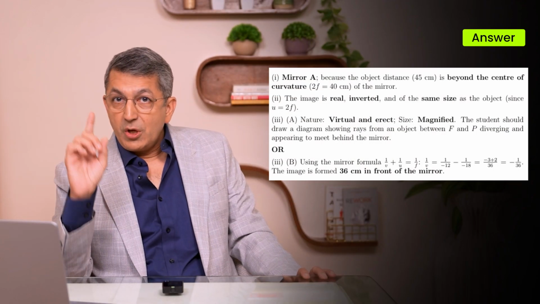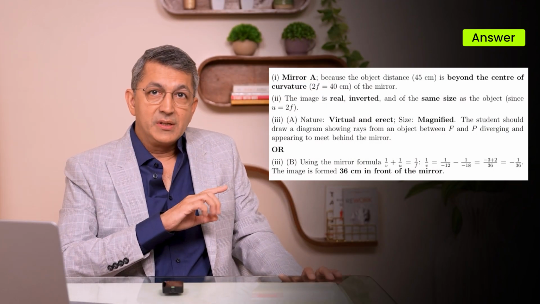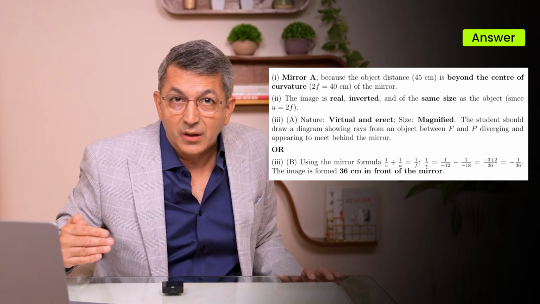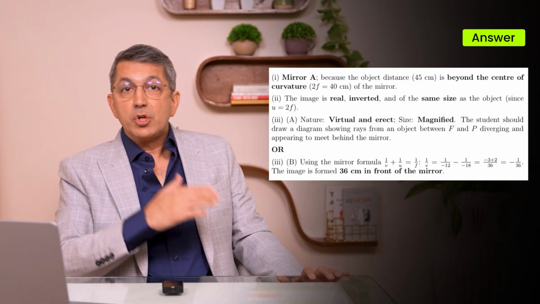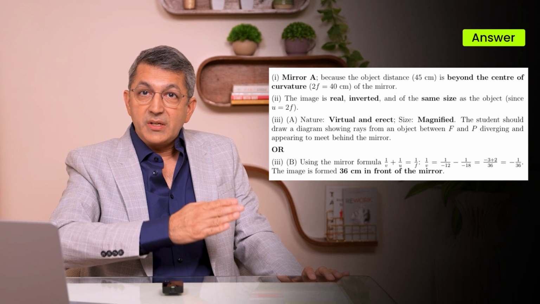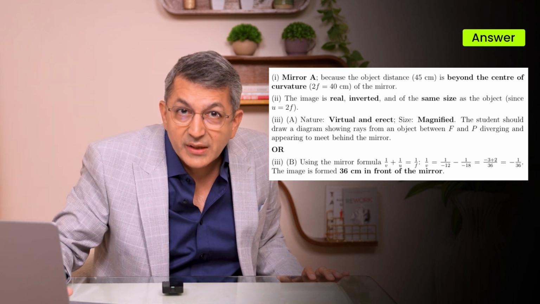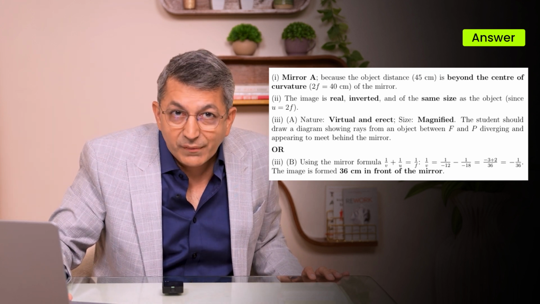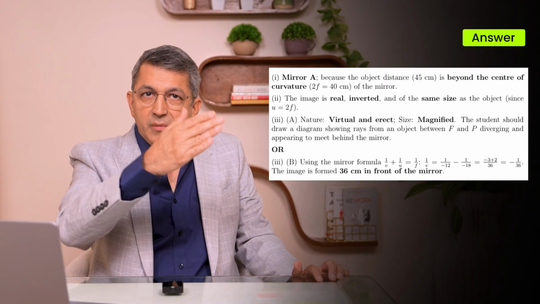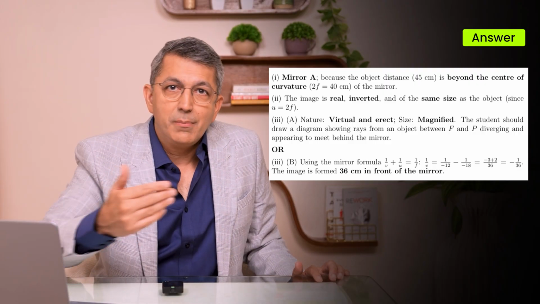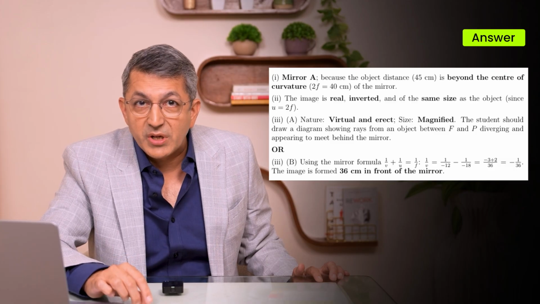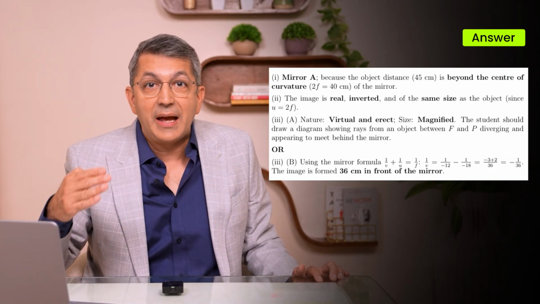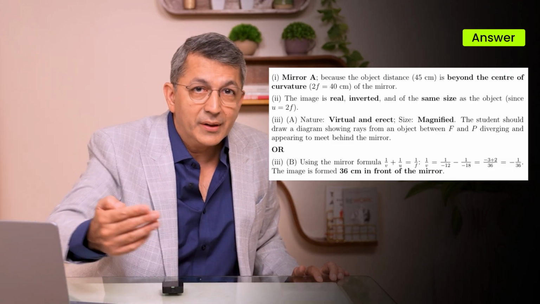1. Mirror A, because the object distance 45 centimeters is beyond the center of curvature 2f, which is equal to 40 centimeters of the mirror. 2. The image is real, inverted and of the same size as the object since u is equal to 2f. 3a. Nature, virtual and erect. Size, magnified. The student should draw a diagram showing rays from an object between f and p diverging and appearing to meet behind the mirror.